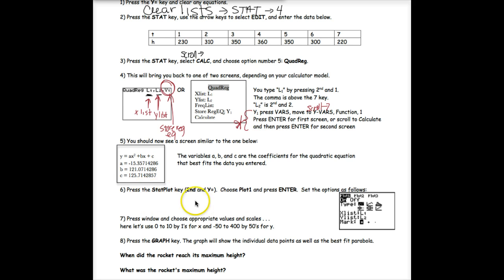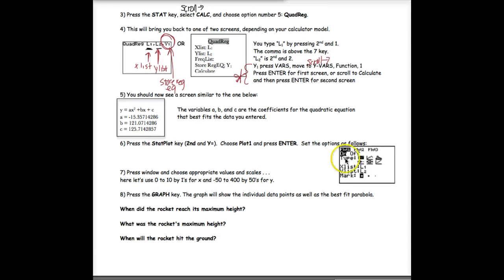So now what we're going to do to actually plot this is we're going to press the stat plot key, which is, I've notated here, you press the second button and then your y equals. So we want to choose plot 1 and we want to turn it on. We want our screen to look like this. We've talked about this before, so we're going to use this first type. We want our x list to match where we put our x values, our y list to match where we put our y values. So make sure that works.